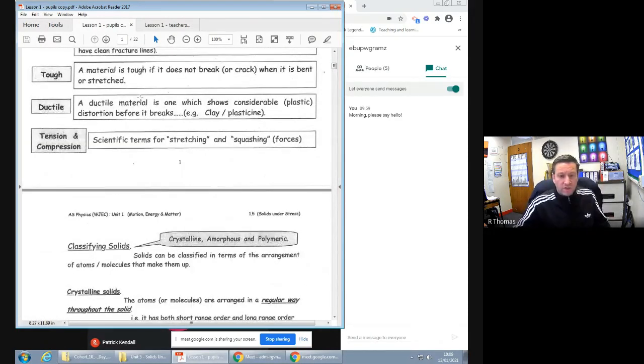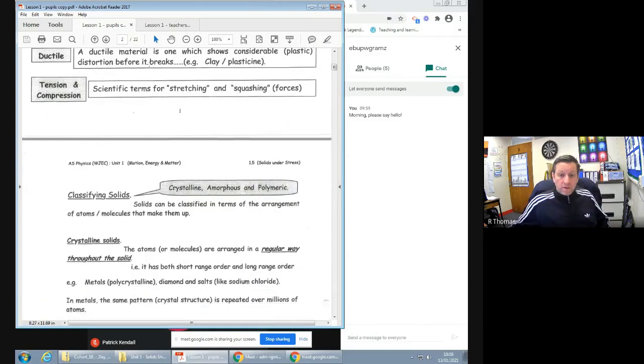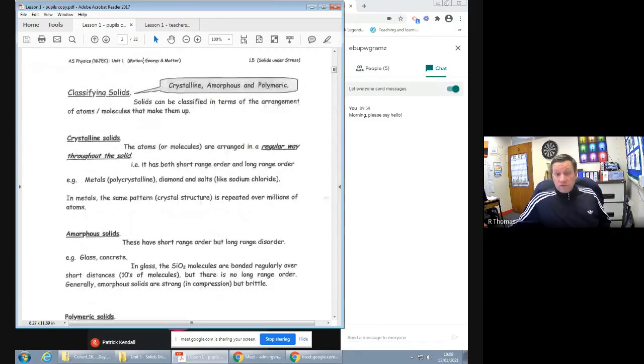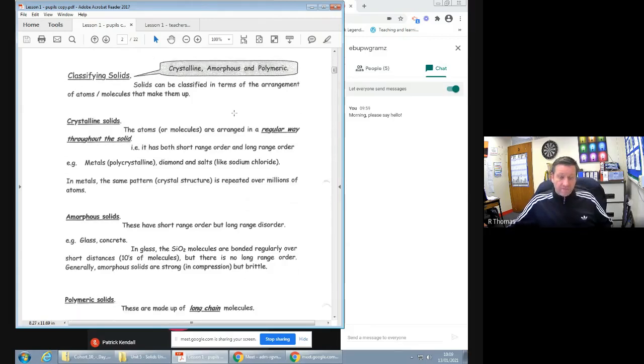And the first thing we're going to look at is how we classify our solids. Again, this is all bookwork. You will be asked to write this out on your exam, recall this information. So there are 3 classifications of solids in A-level physics: crystalline, amorphous, and polymeric. Crystalline solids, this is the important stuff here. At the molecular level, the atoms are arranged in a regular way throughout the solid. So that you need to highlight.